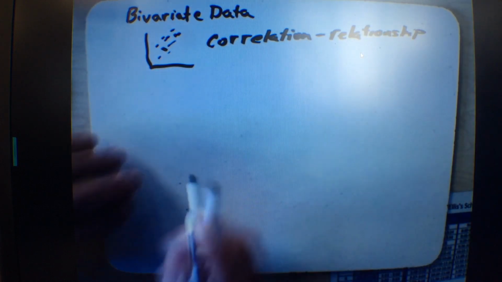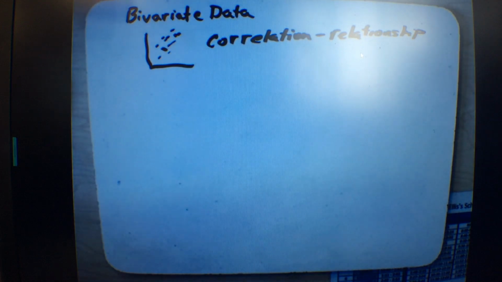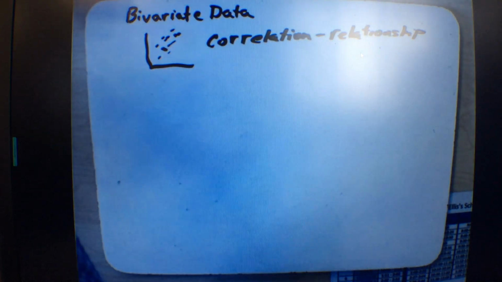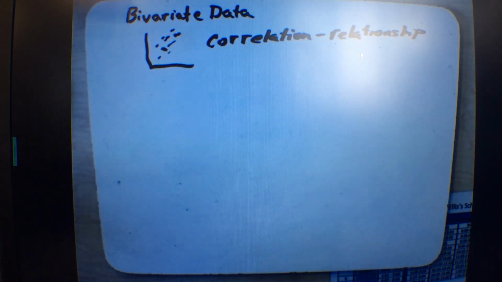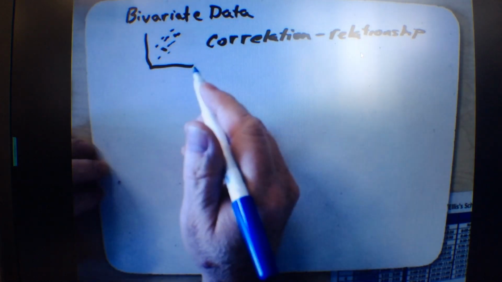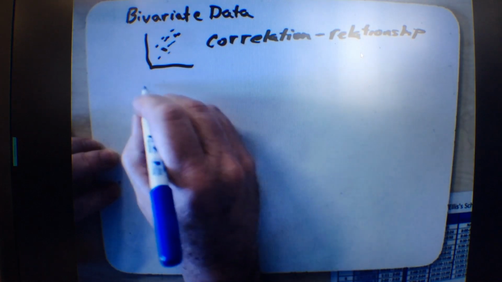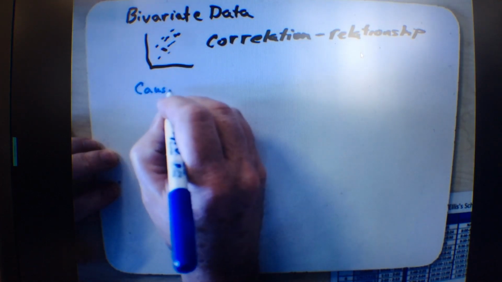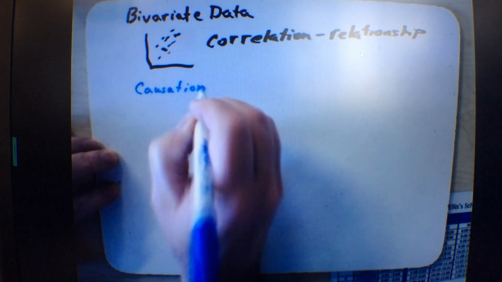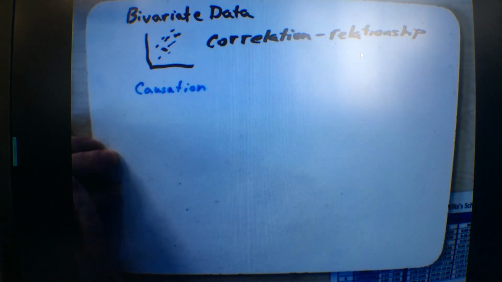A relationship. Sorry, I'm using a different marker and it's huge. So maybe I'll try to use this one. Tell me if you can read this all right. I'm going to go to blue. Can you see that all right?